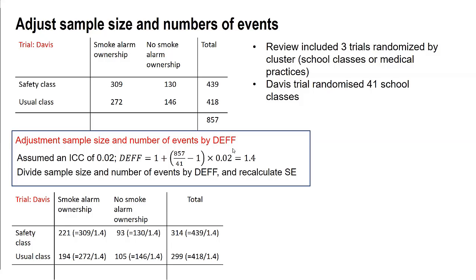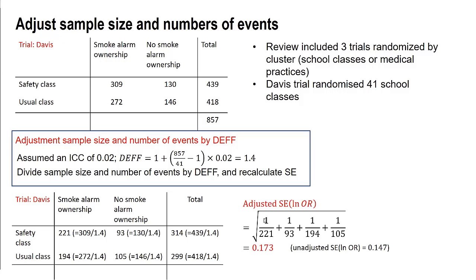And we can use this to readjust our sample sizes so that we get the correct estimate of the standard error. So what we do is divide the sample size and the number of events by the design effect. If we move to that here, we have 309, which was the original number of people who ended up with a smoke alarm after attending the safety class. We can divide that by 1.4 and we get 221. So essentially we've now adjusted the number of events and the number of participants in the 2 groups.